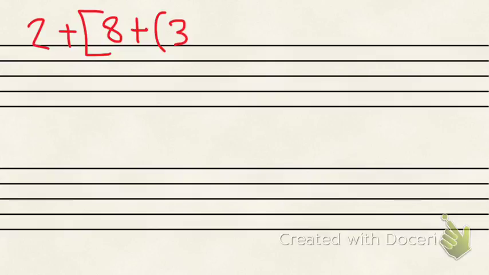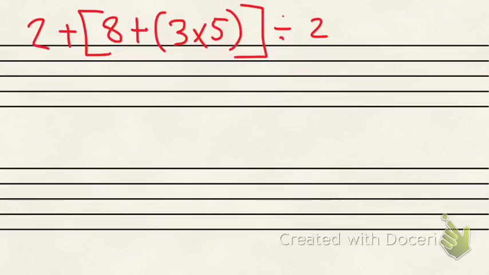Now, we're going to get our second student volunteer to come up, and he's going to do a slightly different question. I'm just going to write it out. We're going to have 2 plus, I'm going to do a square bracket, 8 plus, bracket 3 multiplied by 5, and square bracket, and then the whole thing is going to be divided by 2. Yeah, give that a go.